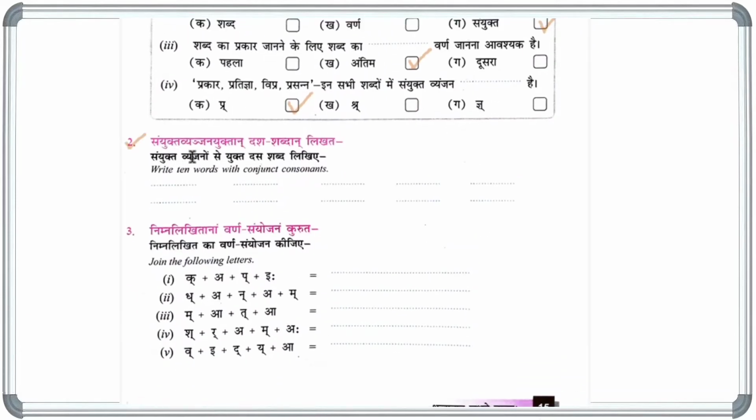Second main question: Samyukta vyanjana yuktan dasha shabdan likhata. It is asked to write 10 words with conjunct consonants. So now let's make a list of 10 words with samyukta vyanjana letters. The first word we are writing here is vidya.